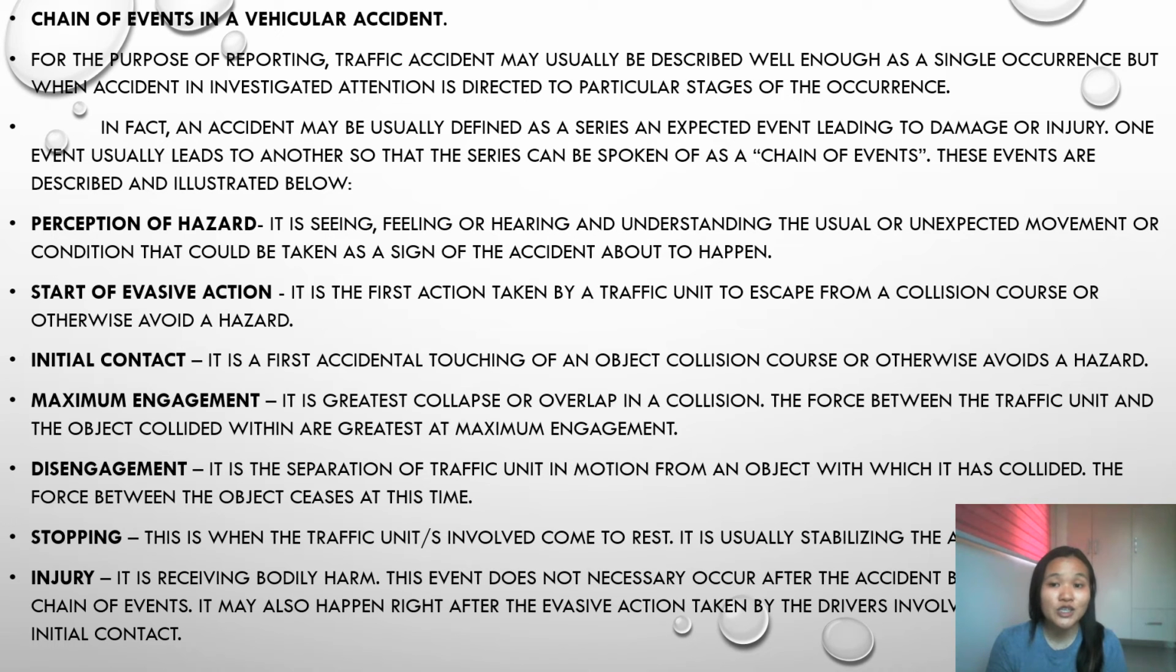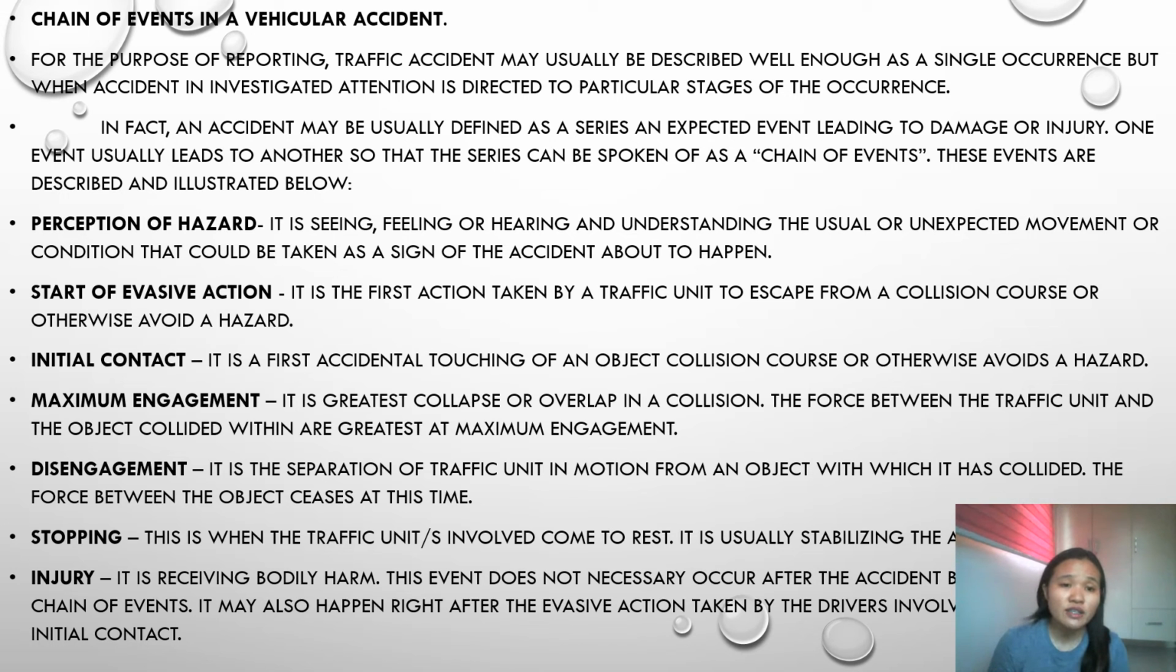Susunod, disengagement. It is the separation of a traffic unit in motion from an object with which it has collided. The force between the objects ceases at this time. Stopping, this is when the traffic units involved come to rest. It usually stabilizes the accident situation.